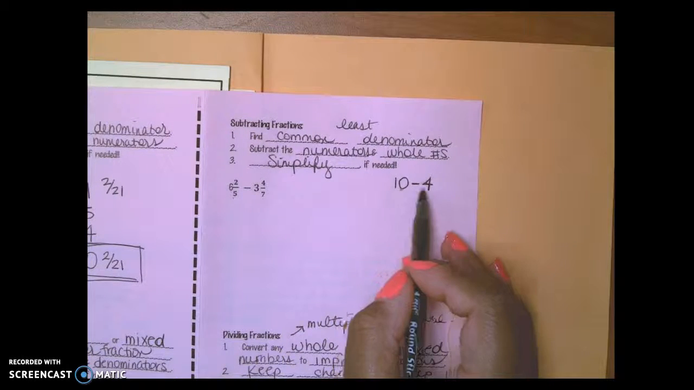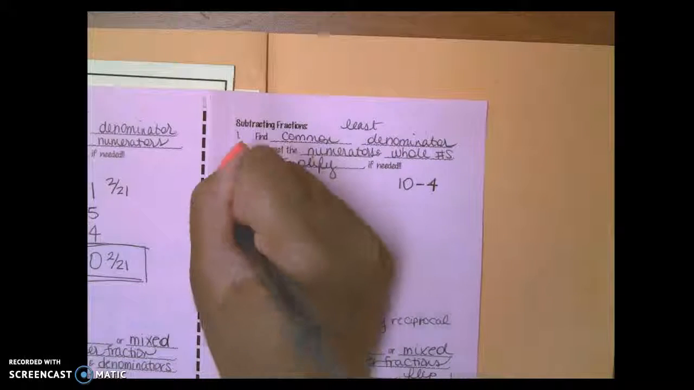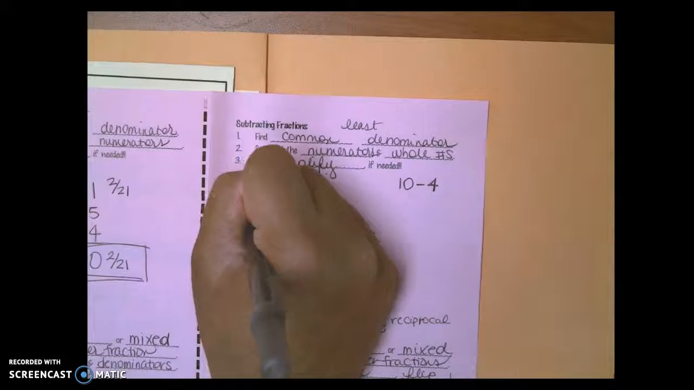Or no, let's talk about the comparison. 10 is bigger than 4. So 2/5 has to be bigger than 4/7. So let's compare and see if that's true. We're about to find out.